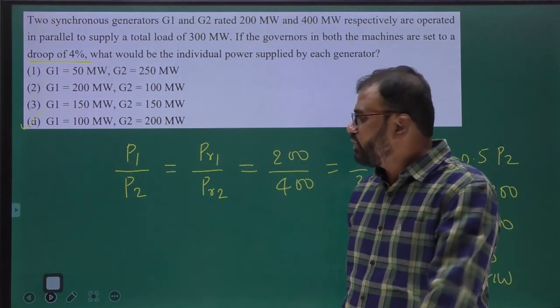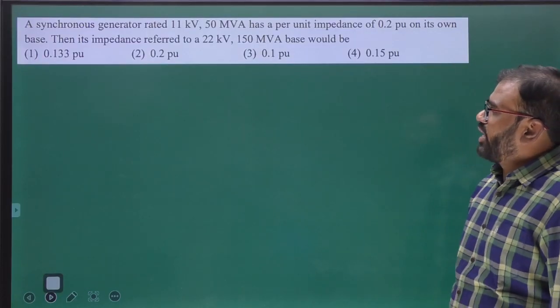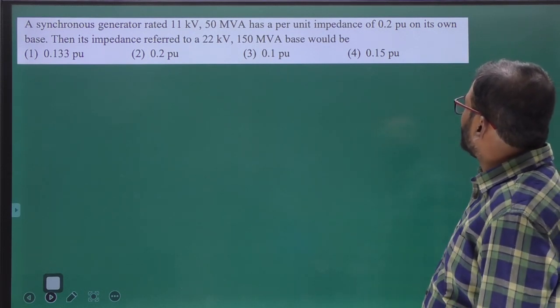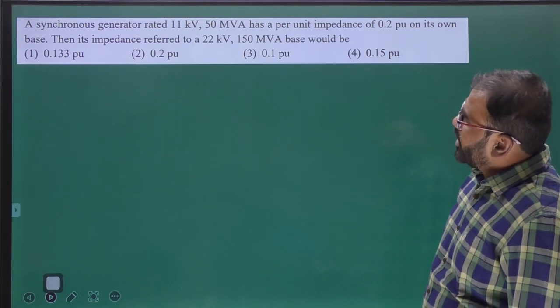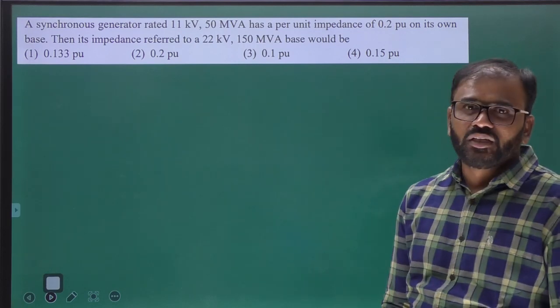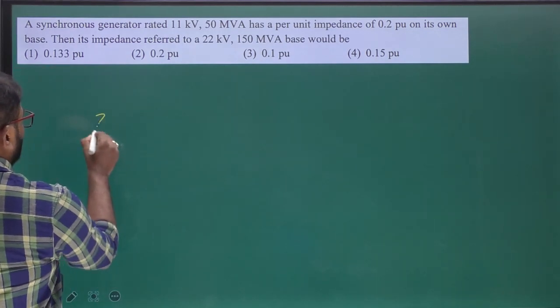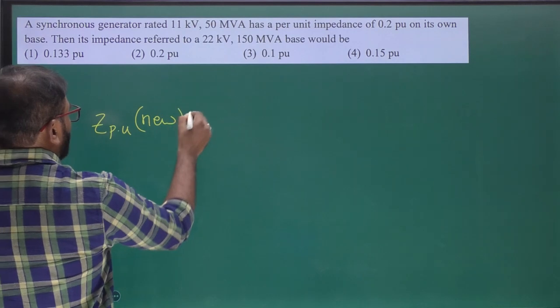Now we'll move on to the next question. See, in this question, a synchronous generator rated for 11 kV 50 MVA has a per unit impedance of 0.2 per unit on its own base. Then its impedance referred to a 22 kV 150 MVA base would be. So if you notice this, very simply we can solve this question. He is asking what is the Z per unit new.